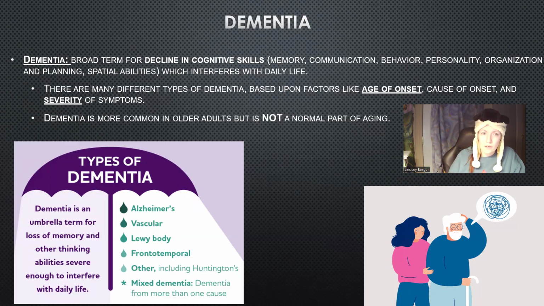Which type of dementia you have is going to be based on when it started, what caused it to start, like environment, genetics, etc., or the severity of the symptoms. How much are they actually impacting your life? And even within these different types of dementia, there are stages to each one.